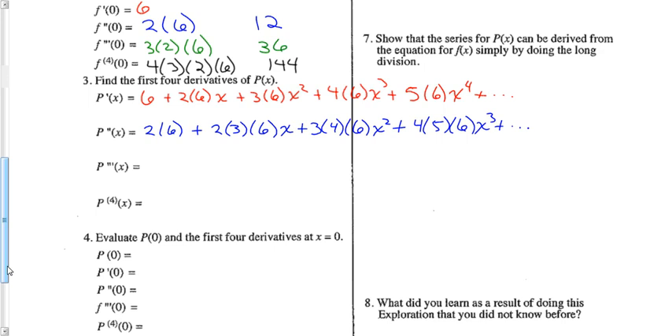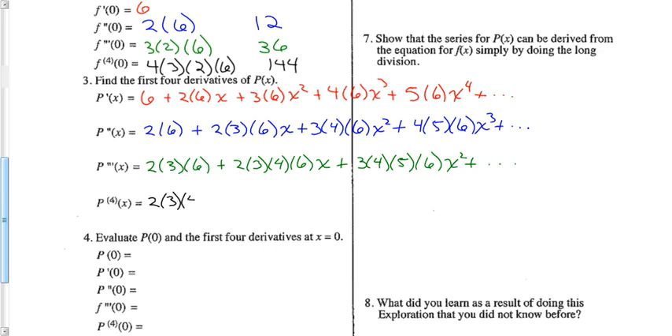My next derivative, 12 turns into a 0, so I start with 2 times 3 times 6 plus 2 times 3 times 4 times 6x plus 3 times 4 times 5 times 6x squared plus, and in my fourth derivative I have 2 times 3 times 4 times 6 plus 2 times 3 times 4 times 5 times 6x plus my other terms.